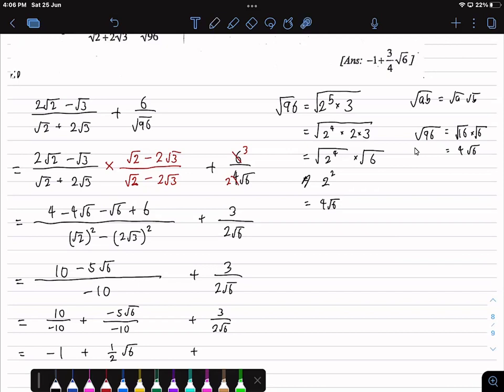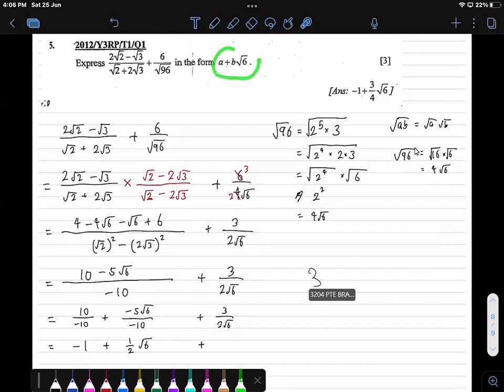Add on, remember the question. Look back at the question. What did they ask for? A plus B times root 6.